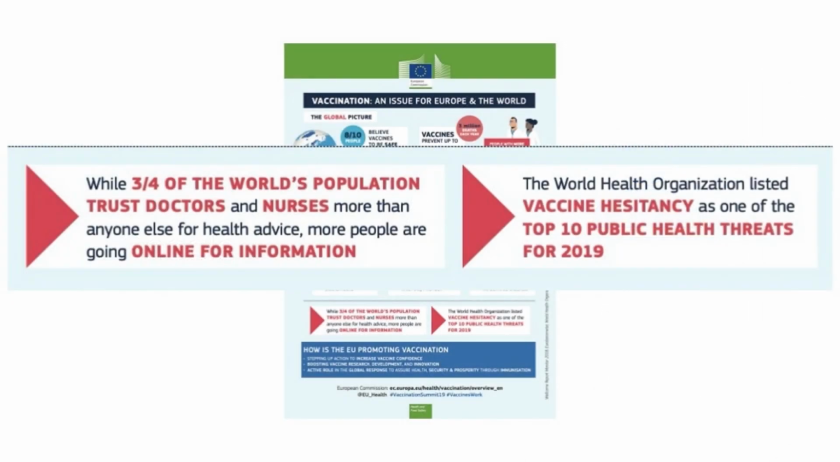We tend to think we know what to believe and what not to believe online. However, let me draw your attention to this information from the EU Global Vaccination Summit in 2019. 90,000 measles cases were reported in the European region of the World Health Organization in the first half of 2019. That is already more than the total for 2018. While three quarters of the world's population trusts doctors and nurses more than anyone else for health advice, more and more people are going online for information, and they may not actually get to the health professionals. The World Health Organization listed vaccine hesitance as one of the top 10 public health threats of 2019.